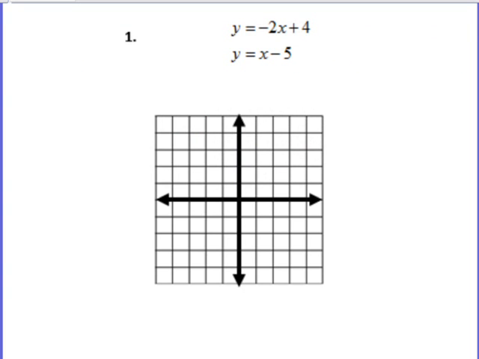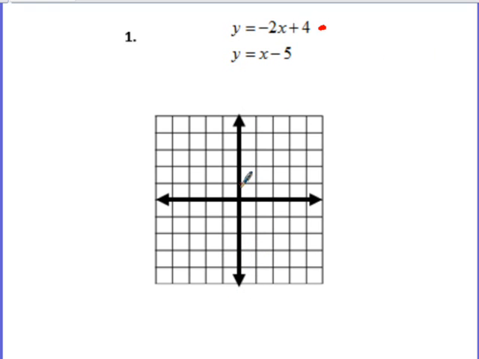Alright, so here is the first example. We have y equals negative 2x plus 4 and y equals x minus 5. So I'm going to start with this one, and I'm going to do them in 2 different colors. If you want to grab some highlighters or colored pencils and do that in your notes as well, that might be a good idea.